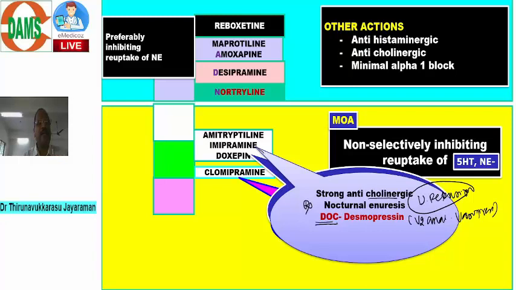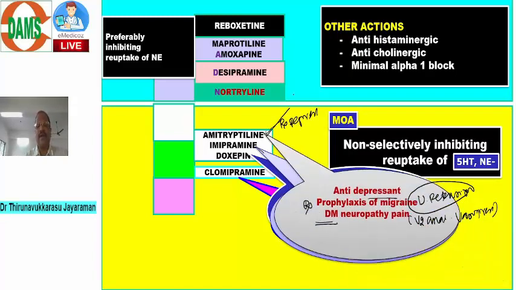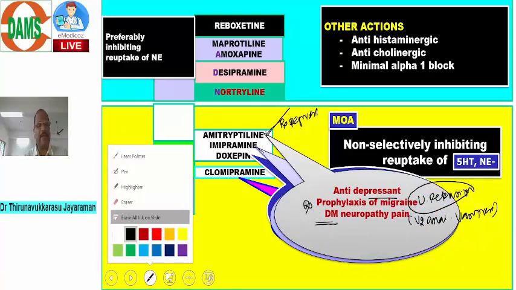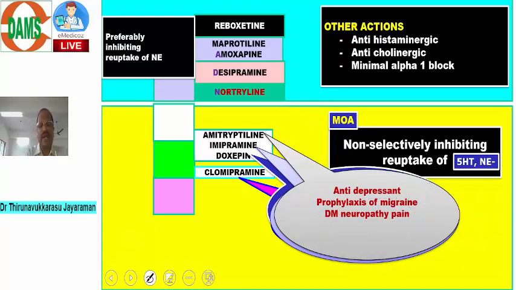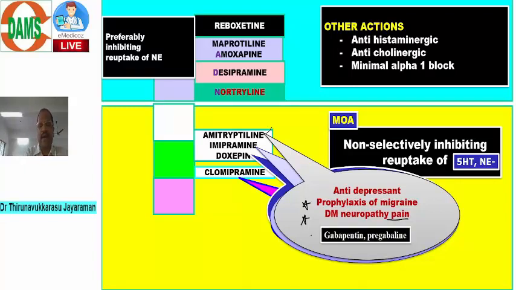Next, amitriptyline, special. Amitriptyline, a TCA, is not only useful for treating depression, it is also useful for prophylaxis of migraine, and also useful for treating diabetic neuropathy pain. But in this area, you should know amitriptyline can be useful for neuropathy pain, but for diabetic neuropathy pain, usually the first choice will be gabapentin or pregabalin. The GABA analogs, gabapentin and pregabalin, are the best first-line choice for treatment of neuropathy pain.